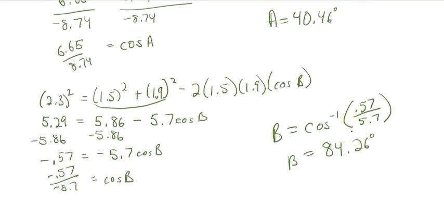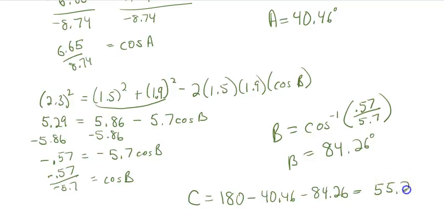Now, I have angle A and angle B. I don't have to do this again for C, although I could. Because I do have a triangle, I can use the laws of triangles and the fact that these angles add up to 180. So C is going to be 180 minus the other two, so minus 40.46 and 84.26. So C will be 55.28. And so now I have solved the triangle because I have found all of the missing parts.